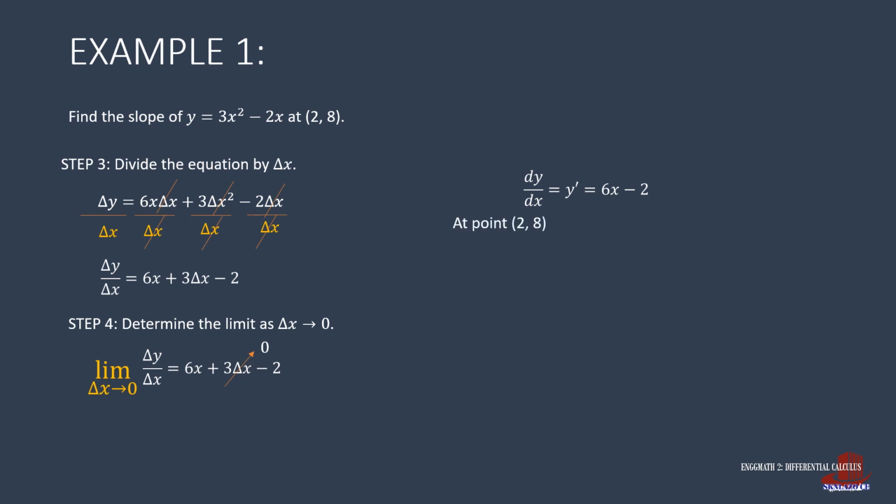With the point of concern given as (2, 8), we can plug 2 into x, making the equation y prime is 6 times 2 minus 2, giving the slope as 10.